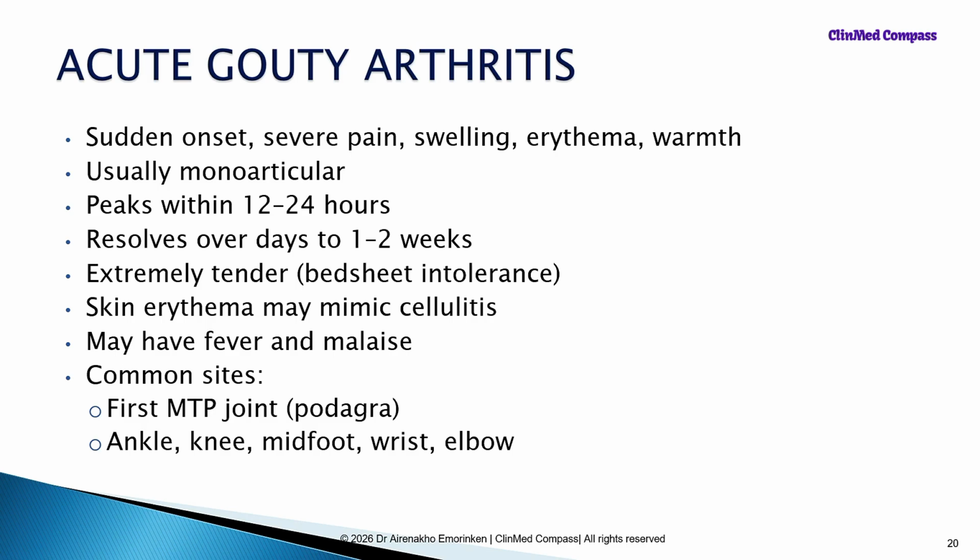The classic site of acute gout is the first metatarsophalangeal joint, podagra. Other sites include ankle, knees, midfoot, wrist, and elbow.